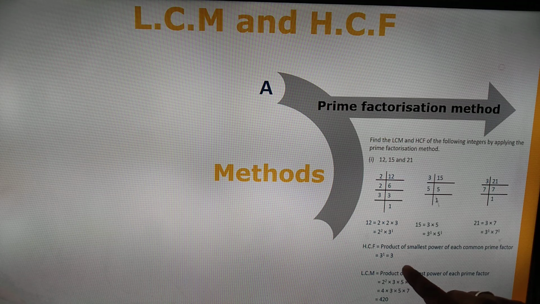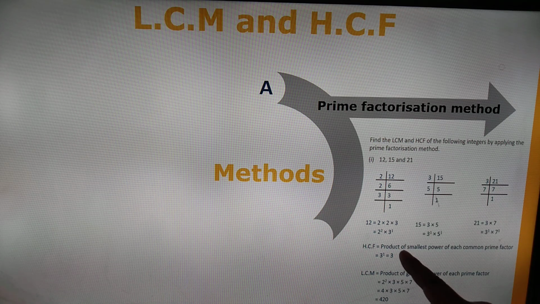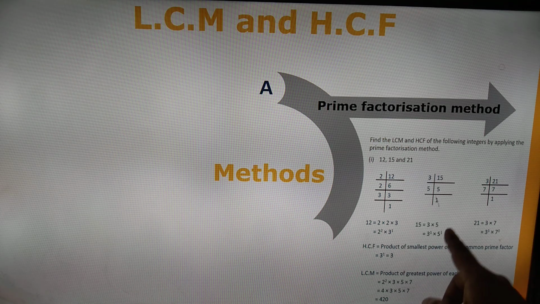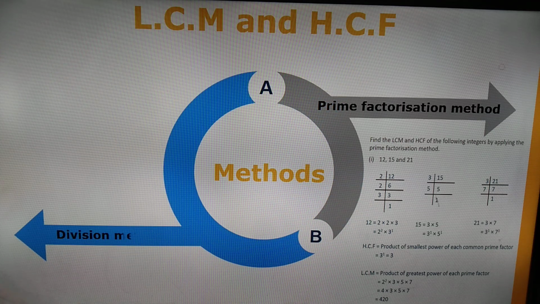How to find H.C.F? H.C.F is nothing but the product of the smallest power of each common prime factor. As 3 is the common prime factor, H.C.F is 3. L.C.M means the product of the greatest power of each prime factor. So 2 square into 3 power 1 into 5 power 1 into 7 power 1, that is 4 into 3 into 5 into 7, which is equal to 420. Now the second method is the long division method.